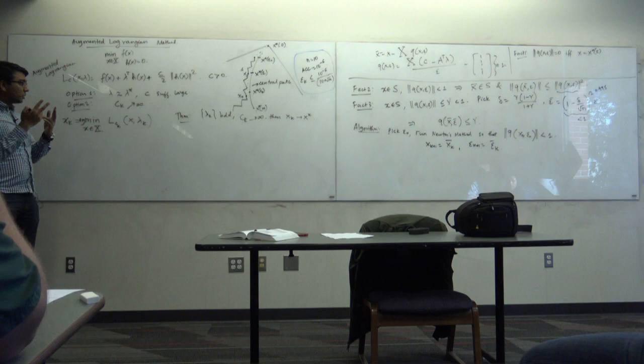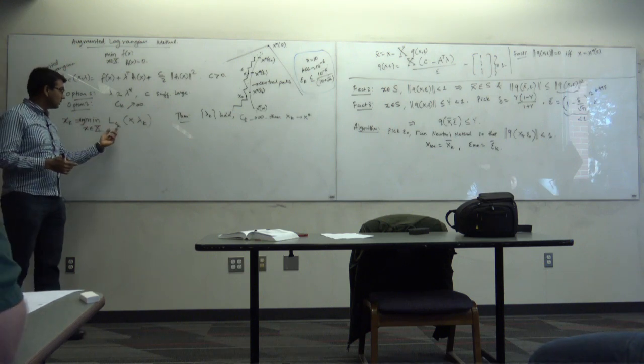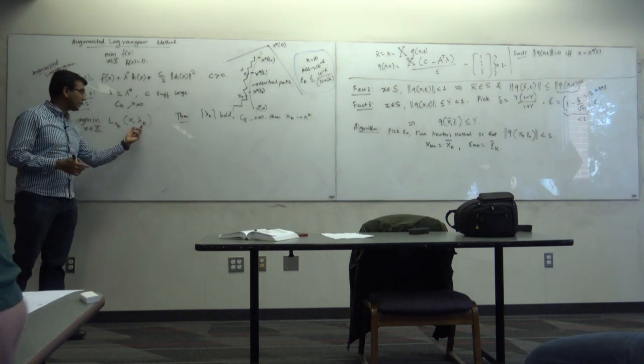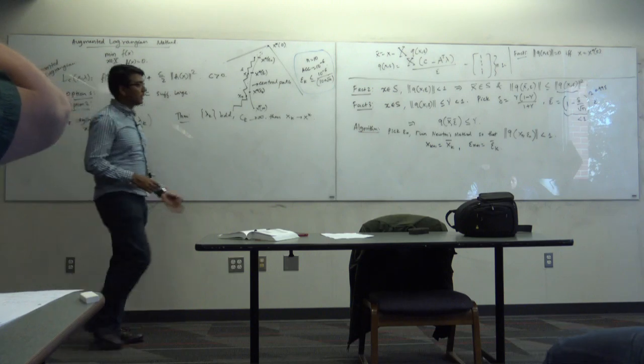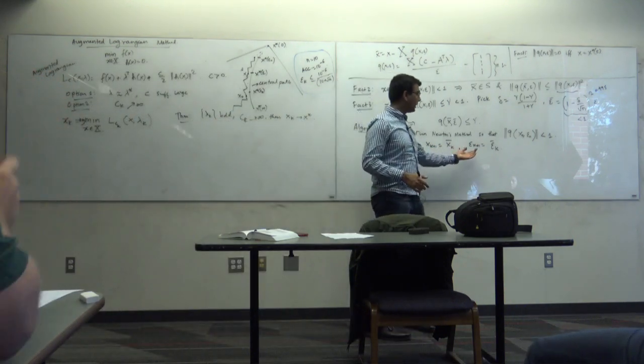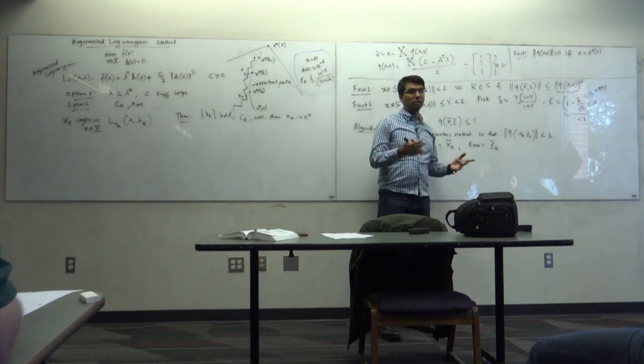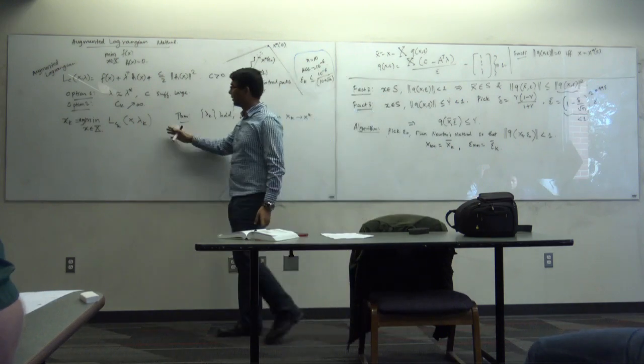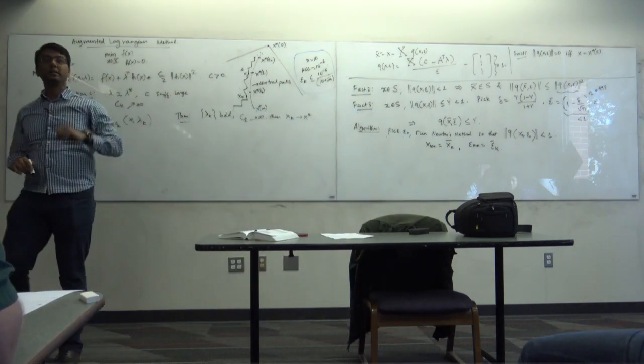So now we need two things. We need to pick the sequence c_k, and we need to pick the sequence lambda_k. In the barrier method, all we needed to do was pick epsilon_k. So now you have two parameters to play with. There was a question? Yeah.